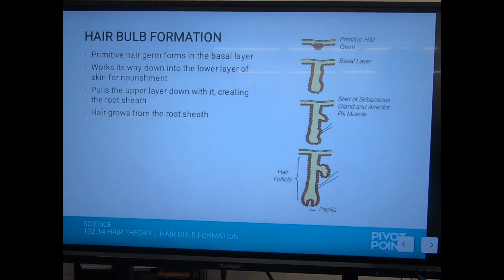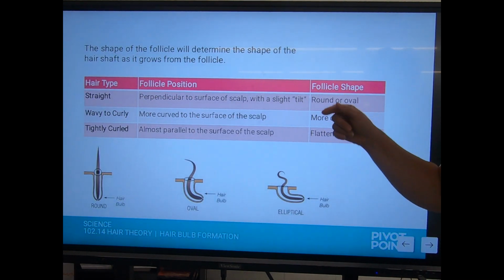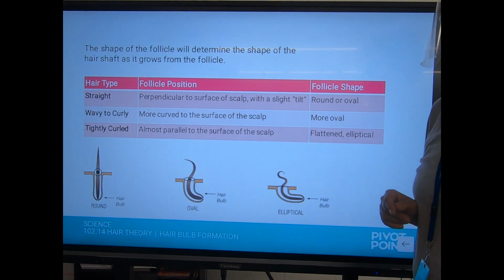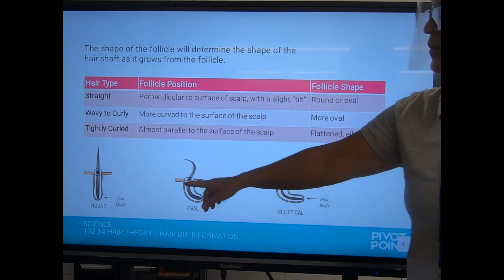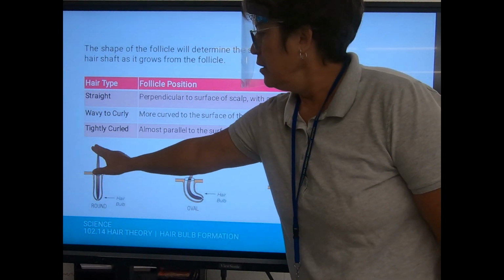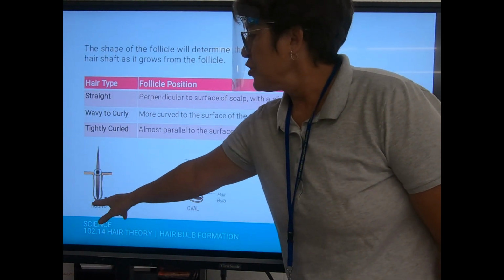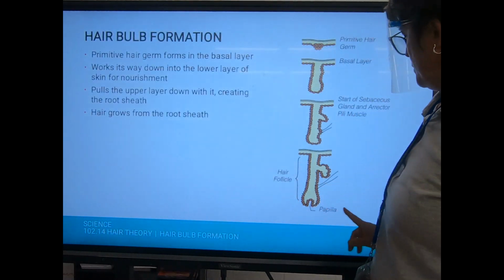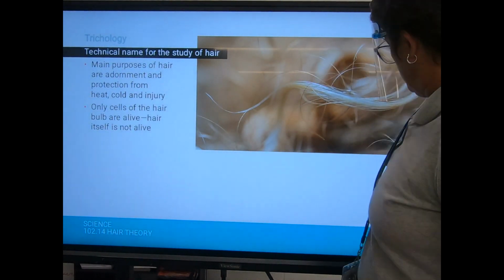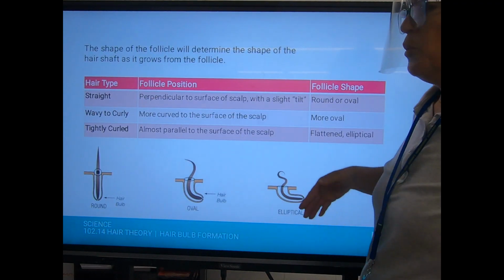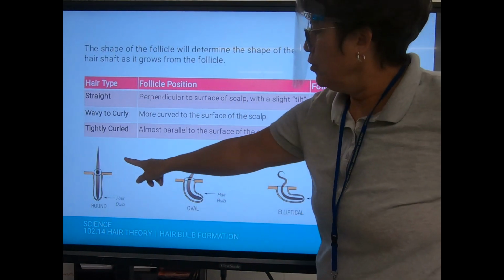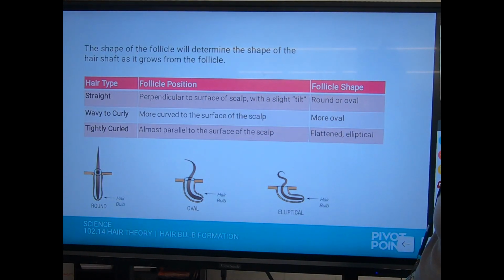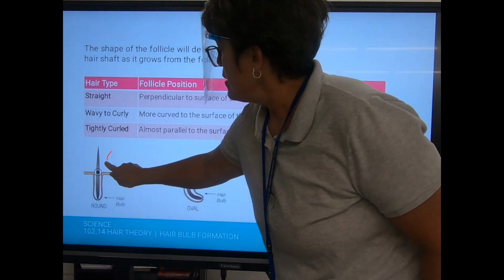All right, now let's see how much of it I already talked about. Okay, the shape of the follicle will determine the shape of the hair shaft as it grows from the follicle. So here you see a straighter follicle, and it's round. So, whoops, let me go back. So if you were looking down into the follicle, you'll see right there, it's simply round. Okay, in case you can't see that.